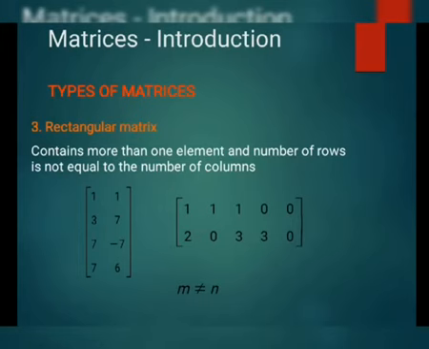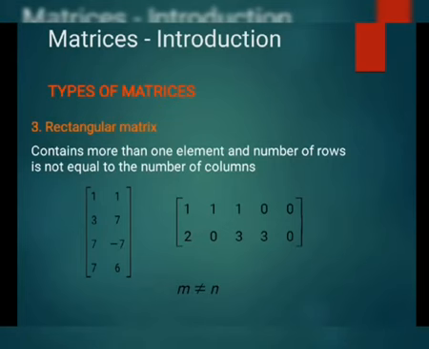So now in the first example, see, how many rows are there? 1, 2, 3 and 4 rows are there, and columns we have only 2. So the number of rows is 4 and columns are only 2. It means that the number of rows and columns are not equal. So such a type of matrix is called a rectangular matrix.